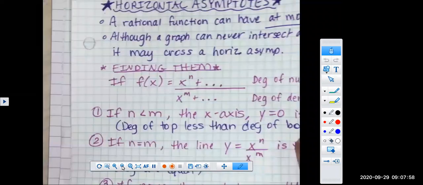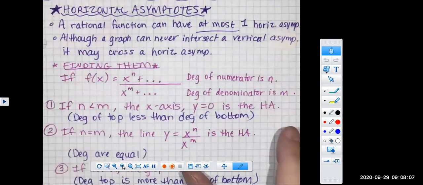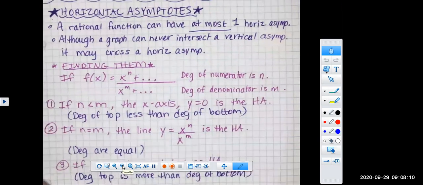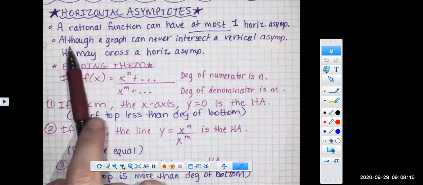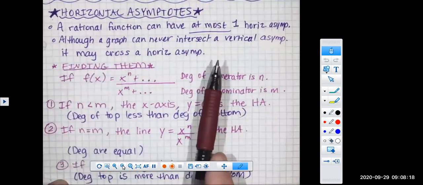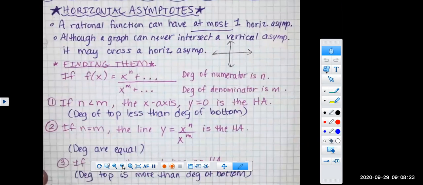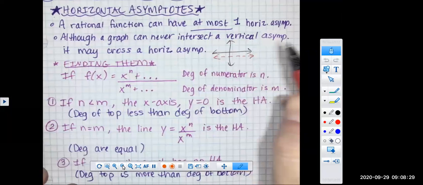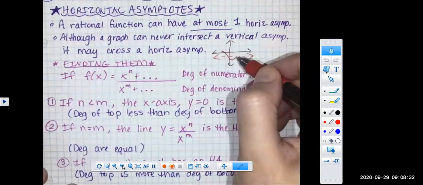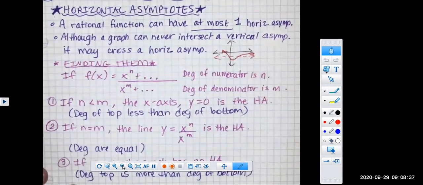Well, I'll show you here. You don't have to write all of this down, okay? I'm going to tell you what you need to write down from these notes. I've already said a rational function can have at most one horizontal asymptote. And we already talked about how the graph can never intersect the vertical asymptote, but it may cross over a horizontal one. Let's say I've got a horizontal asymptote here, and you may have a graph that does this, but then slightly crosses over and then picks back up. So even if it does cross over, it's just going to be very tiny.